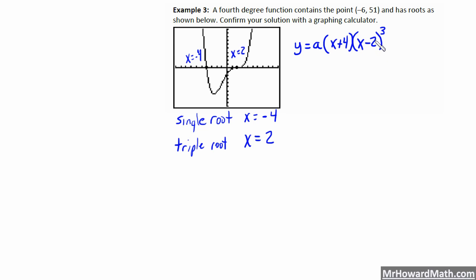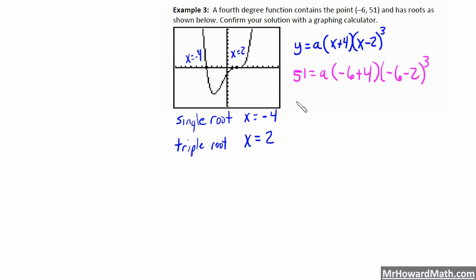Alright, so the next step is that we have to substitute in this point. So negative 6 for my x here and here, and then the 51 will go here for this y in order to solve for my a value. So I'm going to rewrite this now, change colors here, so that would be 51 equals a times negative 6 plus 4 times negative 6 minus 2 all cubed.